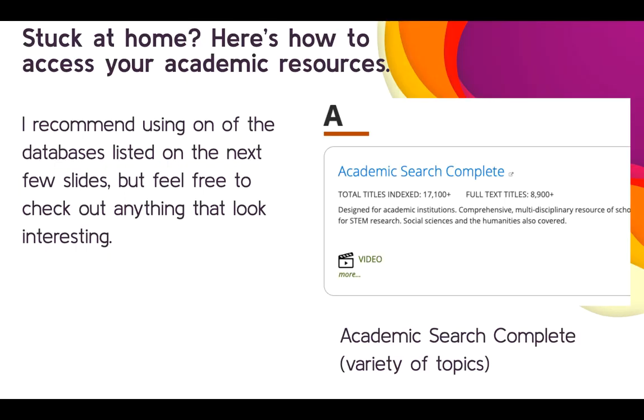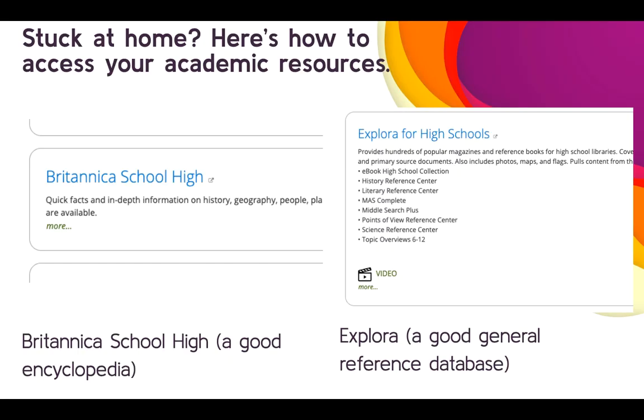So I want to go over quickly a couple databases that I recommend using. Anything that you find on this mel.org website is going to be great. So I like Academic Search Complete because it gives you a wide variety of topics. So you could pretty much research anything and find something in this Academic Search Complete. If you're looking for just a broad overview of something, Britannica is great. It is an encyclopedia, and you probably remember that we used it for our last research project.